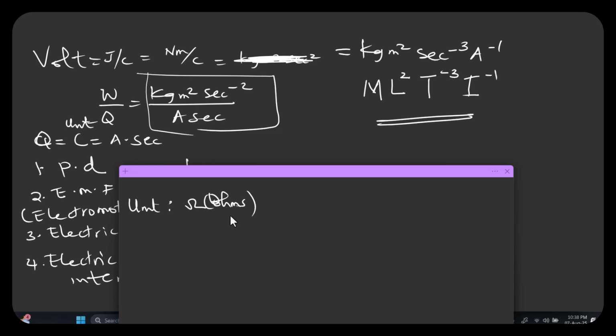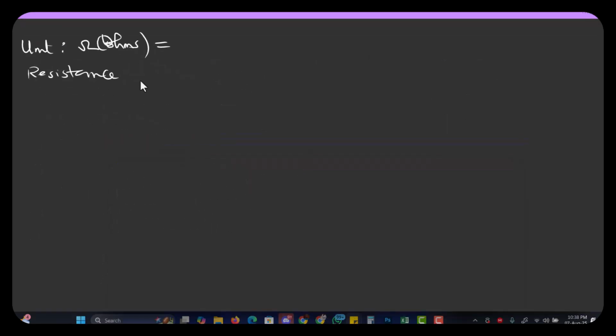Capital O, ohms now. Ohm is the SI unit. Because normally here, how do you get this now? It is called resistance. And what is the formula for resistance now? The resistance has a formula of V over I.